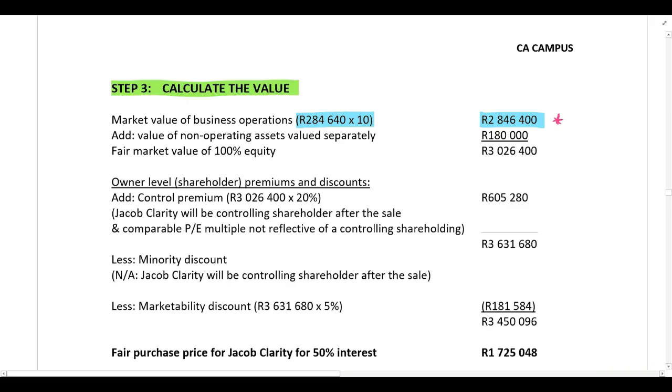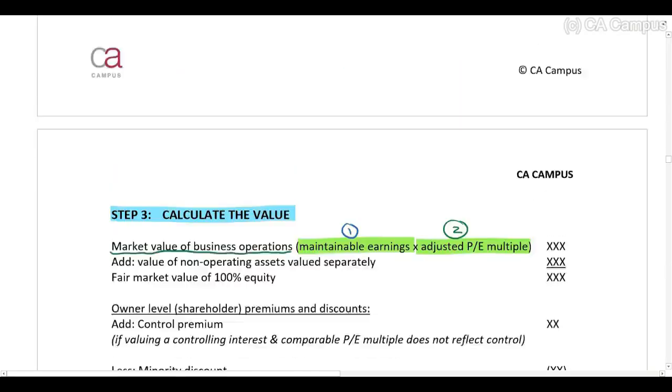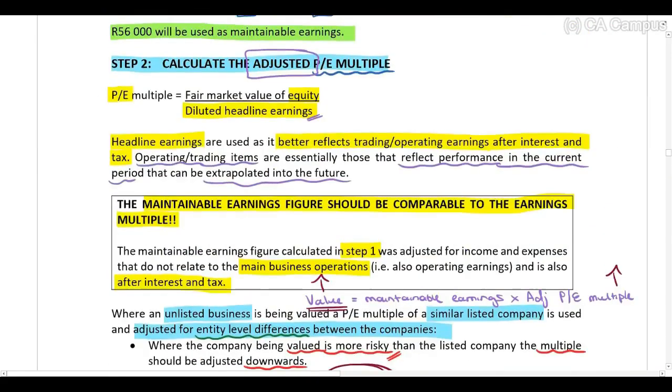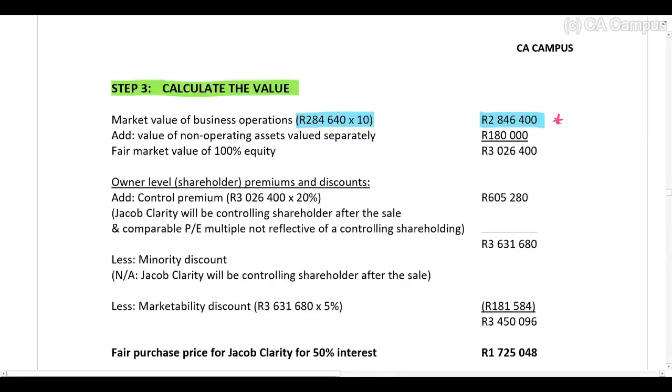How do I know that it gives me the value of equity? Because I'm performing this valuation using PE multiples. And how do I calculate a PE multiple? The PE multiple is the value of equity divided by your earnings. So when I multiply this out, it gives me the value of equity.